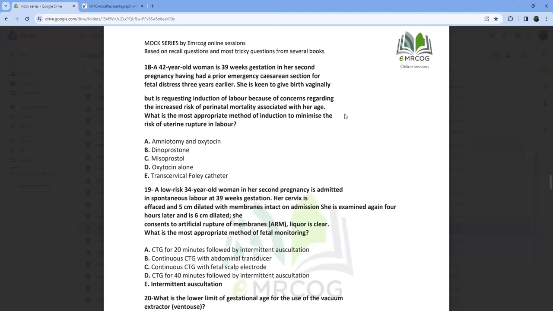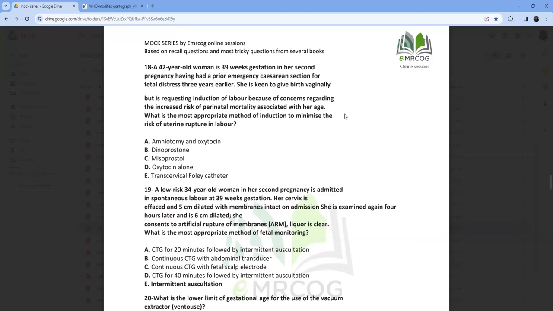For a woman who had a previous cesarean section, what is the recommendation? Is it dinoprostol, misoprostol, oxytocin, or mechanical method? So we can consider the mechanical method, right? Pharmacological methods are not recommended, yes, this is based on the new NICE guideline. It's not very new now, but it's an updated guideline and it's very concise and very useful for your exam as well.